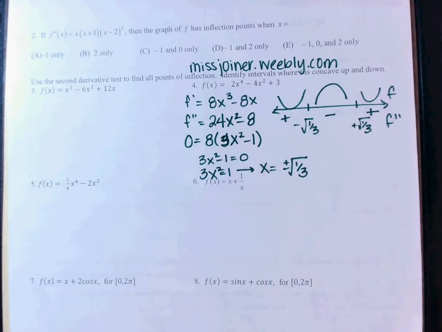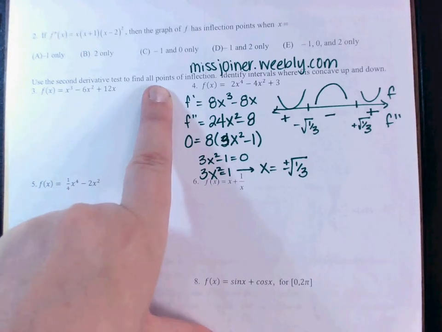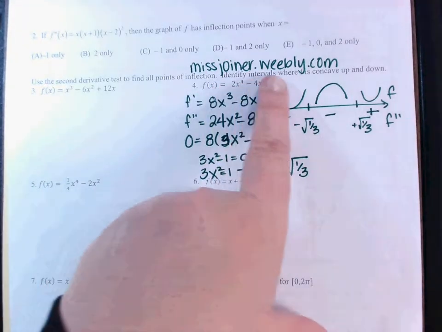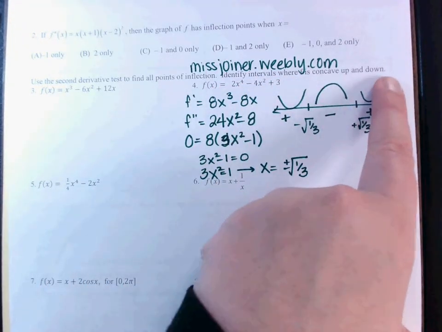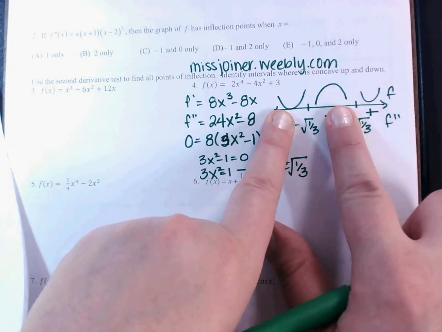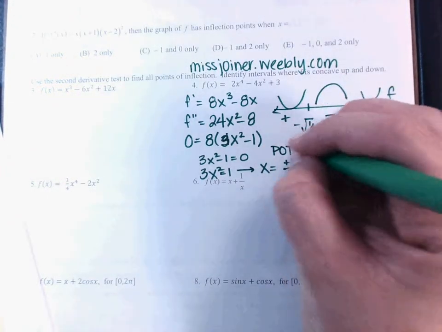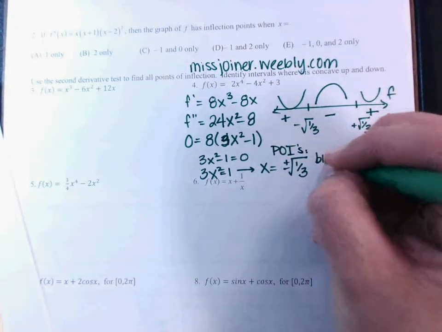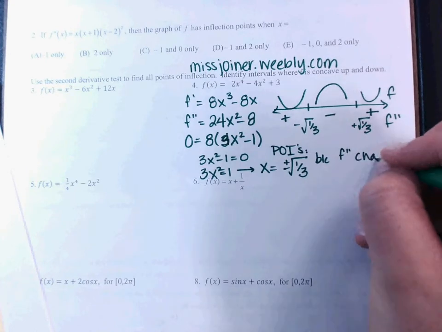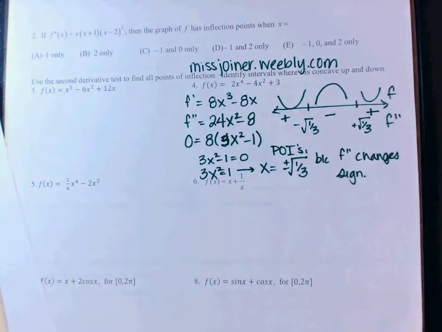Now, I think I said that right. Okay. Look at your instructions. You want to find all points of inflection. Did we find them? Yes. And then identify intervals where it's concave up and concave down. So my concave up would be these two. My concave down would be in the middle. Does that make sense? Okay, so these are both POIs, because f double prime changes sign.